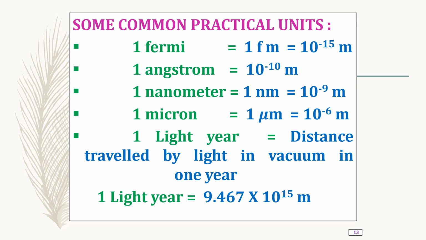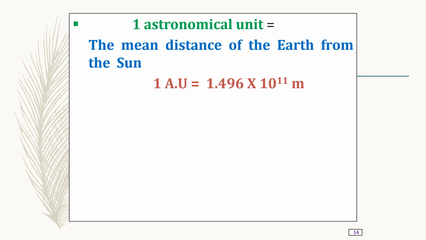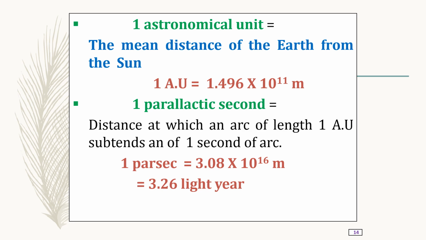Next, 1 astronomical unit, the mean distance of the earth from the sun. So 1 AU is equal to 1.496 into 10 power 11 meters. Then the parsec, that is, parallax second: the distance at which an arc of length 1 astronomical unit subtends an angle of 1 second of arc. So 1 parsec is equal to 3.08 into 10 power 16 meter, which is equal to 3.26 light year.